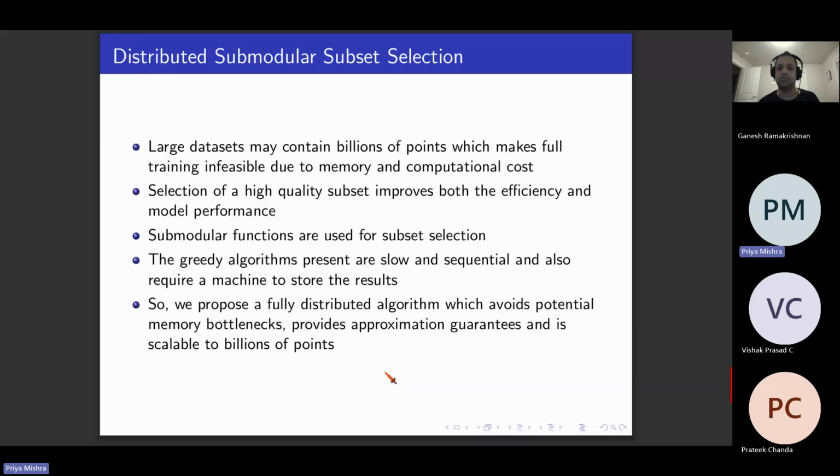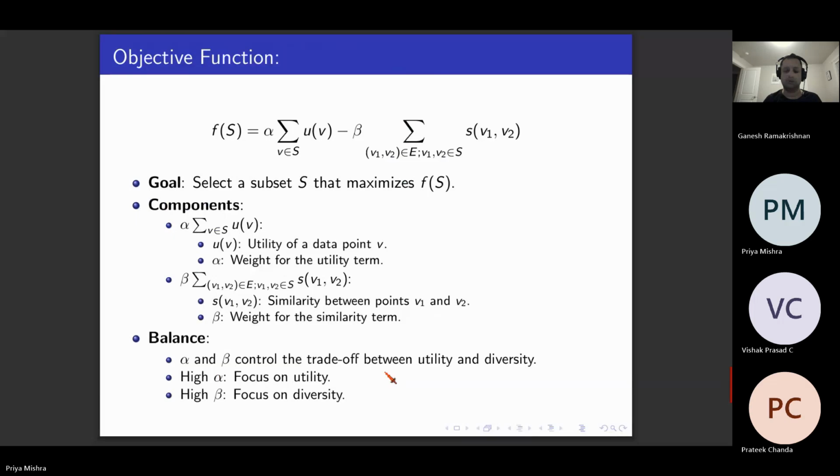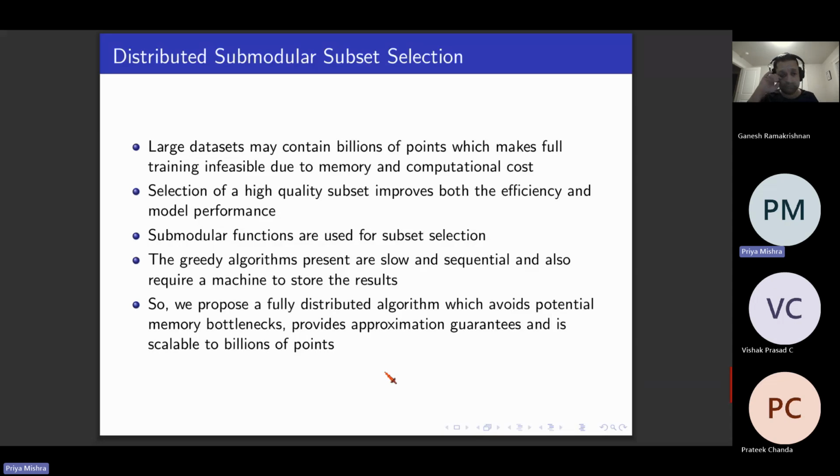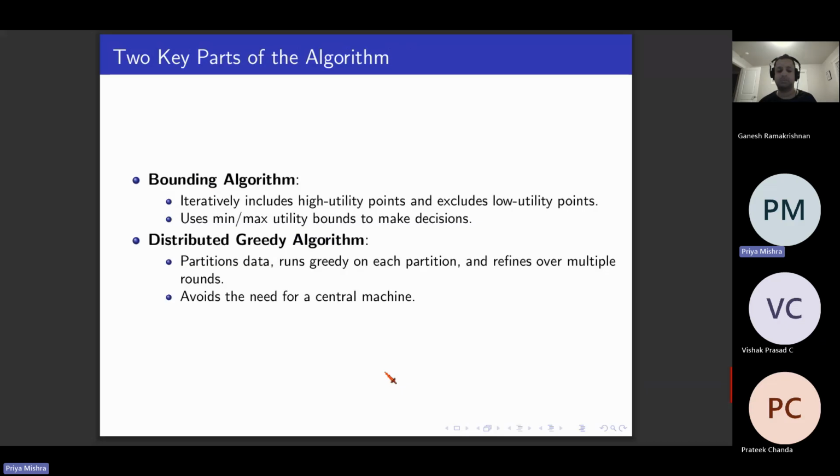High quality means selecting a subset which aligns with what we have to do. And for this we use some modular function as before. Basically, the algorithm has two parts. One is the bounding algorithm and another is the distributed bounding algorithm.